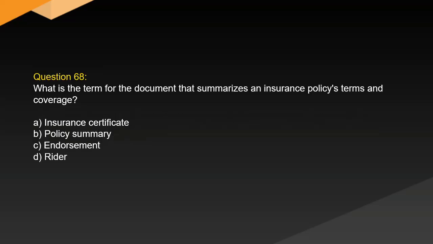Question 68. What is the term for the document that summarizes an insurance policy's terms and coverage? A, insurance certificate. B, policy summary. C, endorsement. D, rider.